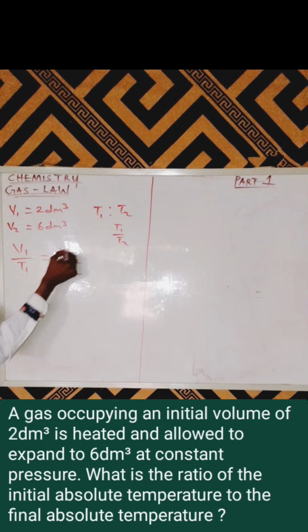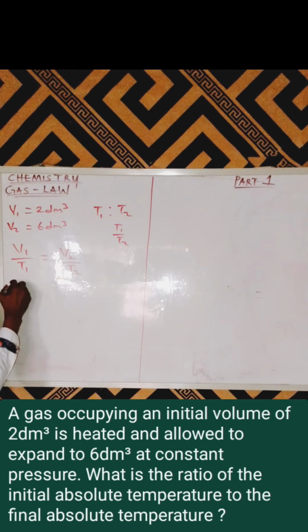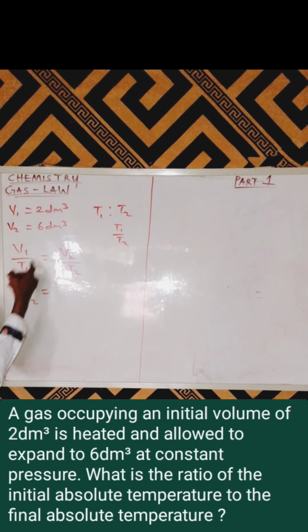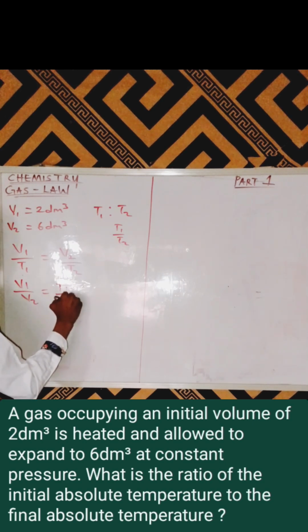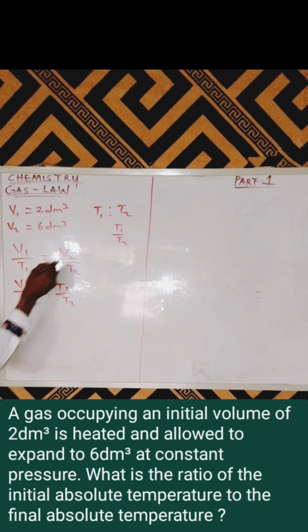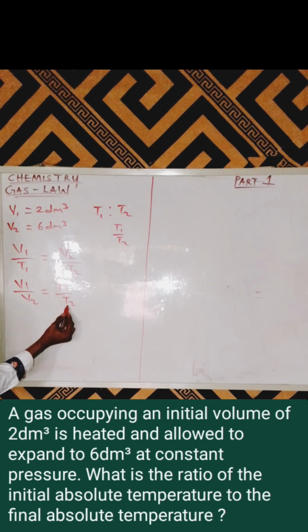It's mathematics, I can swap, you understand? So I'm going to have V1 over V2 is equal to T1 over T2. See, I swap them. So that's math. We are swapping. So now I have T1 over T2.